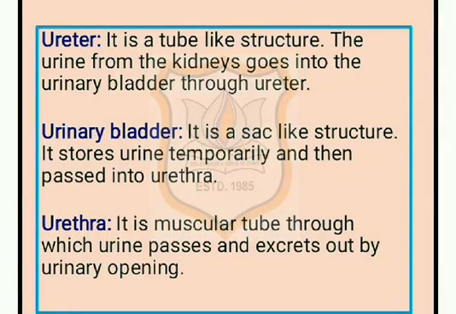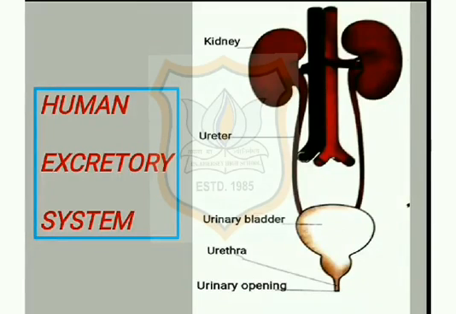Next, ureters. It is a tube-like structure. The urine from the kidneys goes into the urinary bladder through the ureter. Urinary bladder. It is a sac-like structure. It stores urine temporarily and then passes it into the urethra. Urethra is a muscular tube through which urine passes and is excreted out by the urinary opening. So students, this is clear.